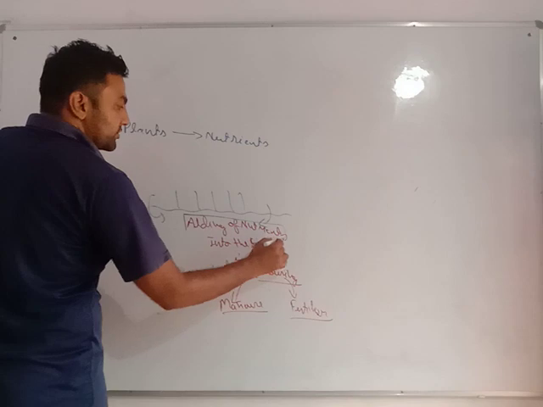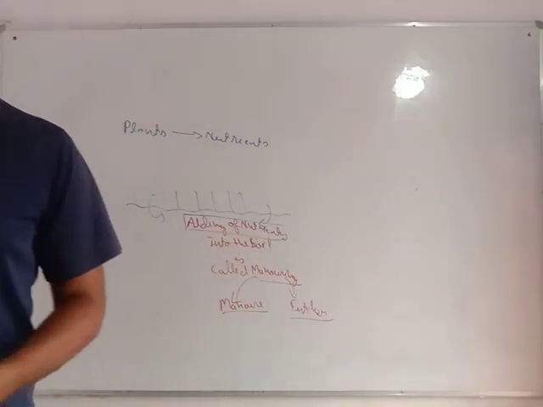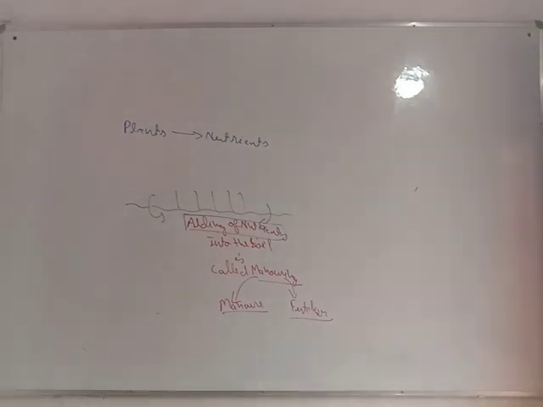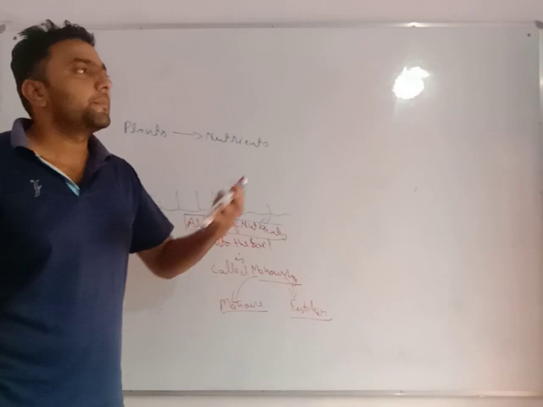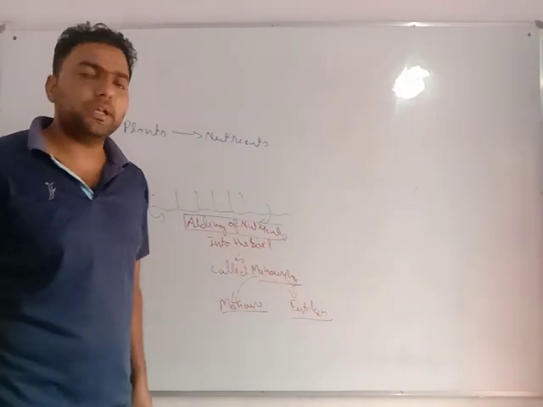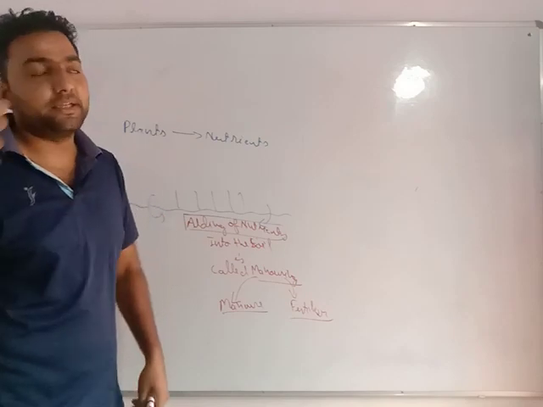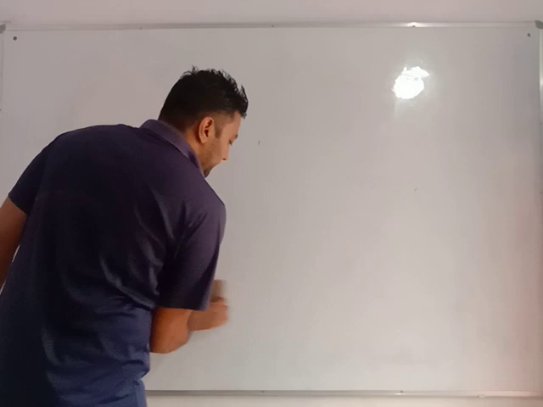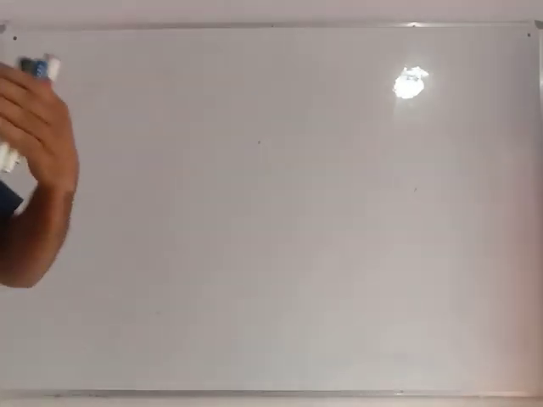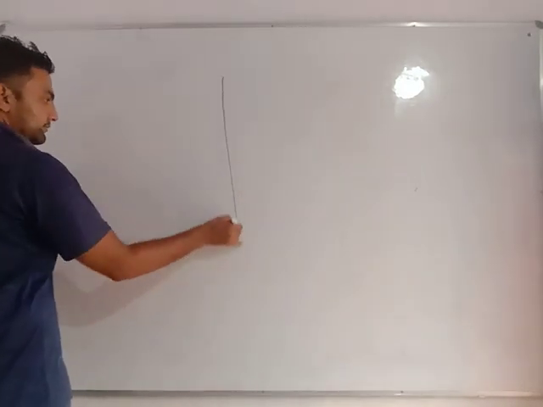How to add nutrients to the soil? There are two methods. First one is by adding manure and second one is by adding fertilizer. Manure is our basic cow dung and plant waste that we add into the soil, and fertilizers are the chemicals which you buy from the factories and then you put it into the soil. So there is a great difference between fertilizer and manure. First we will see what a manure is and then we will see what a fertilizer is. Along with that we will also compare both of these.